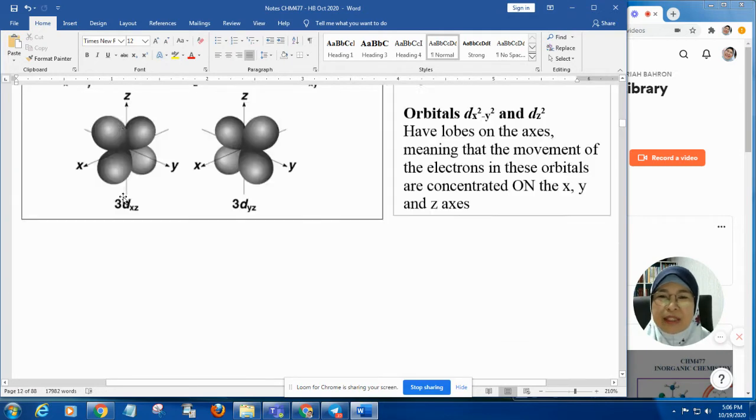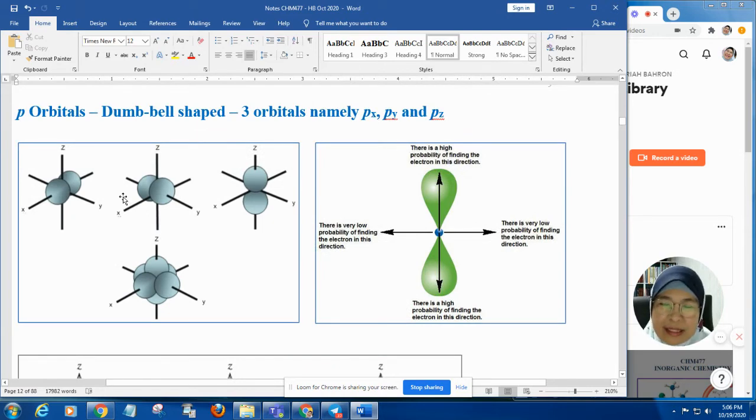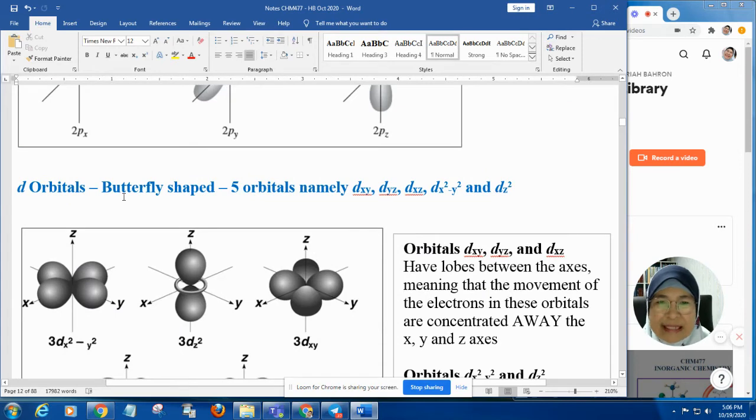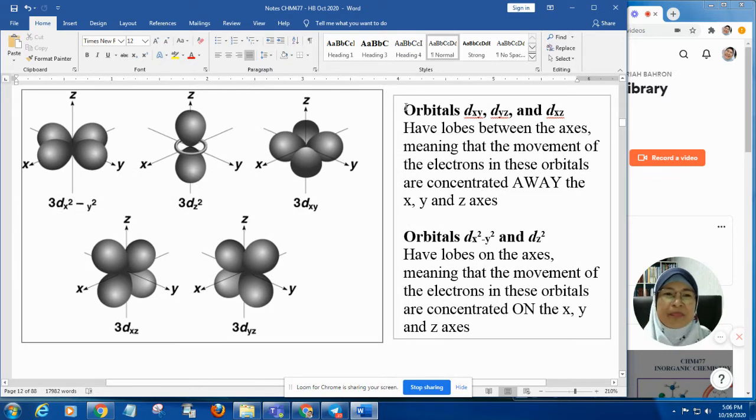So I have covered your s orbitals, spherical in shape, 3p orbitals, dumbbell in shape, and 5d orbitals, shaped like butterflies and a hula hoop here. Yeah. Now the orbitals dxz, dxy, and dyz have lobes between the axes, meaning that the movement of electrons in these orbitals are concentrated away from the x, y, and z axes, whereas the dx squared minus y squared and dz squared have lobes on the axis, meaning that the movements of electrons in these two orbitals are concentrated on the x, y, and z axis.